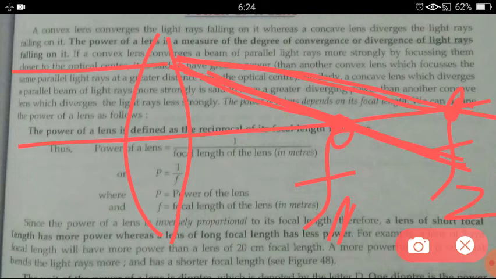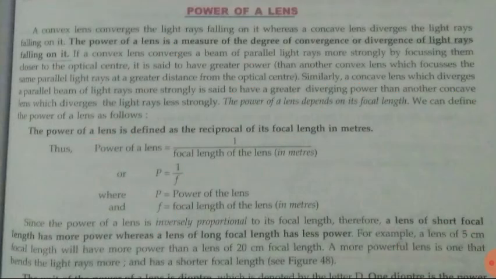And power is what? The bending ability of light. So if the focal length is less, the bending will be more, which means the power will be more. Now here you can see how they are inversely proportional. If we increase the value of f, the value of P will decrease. A lens of short focal length has more power, whereas a lens of long focal length has less power.